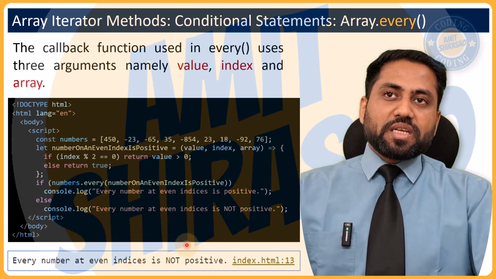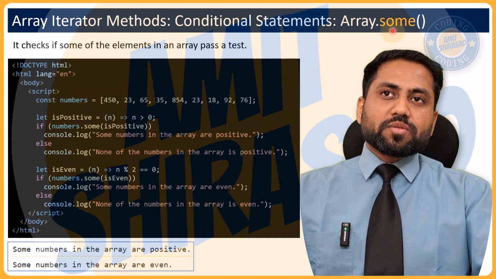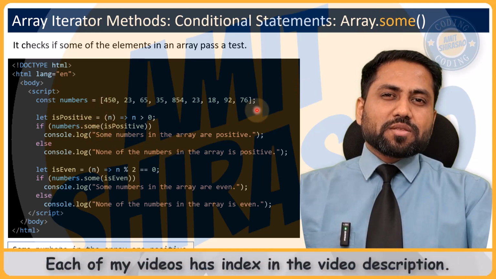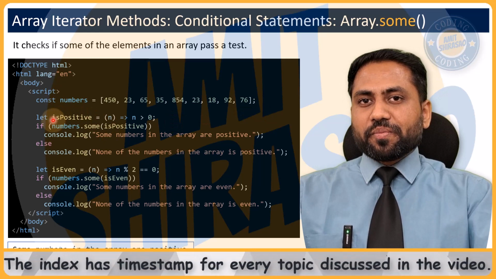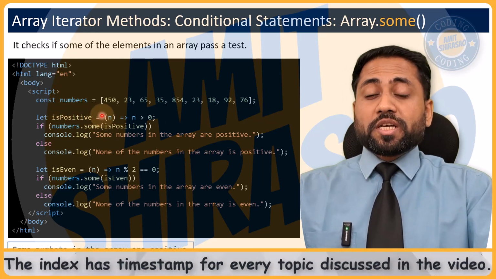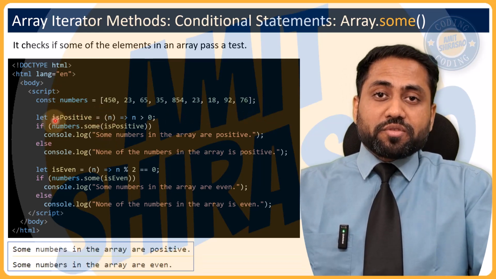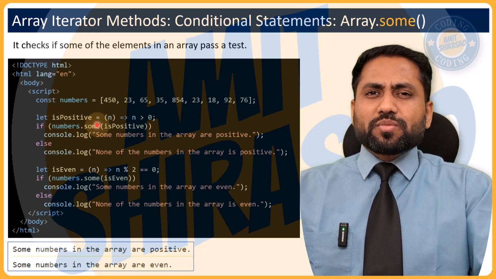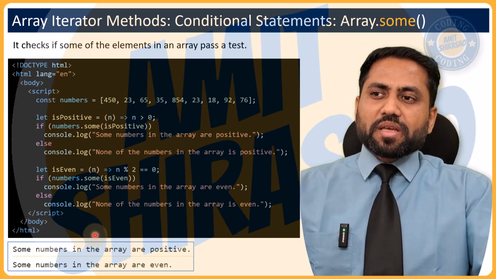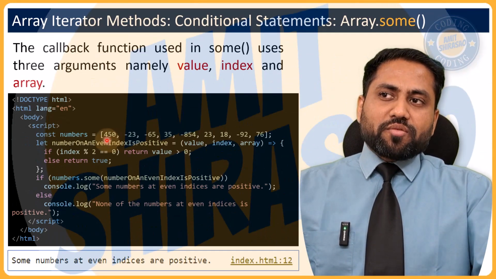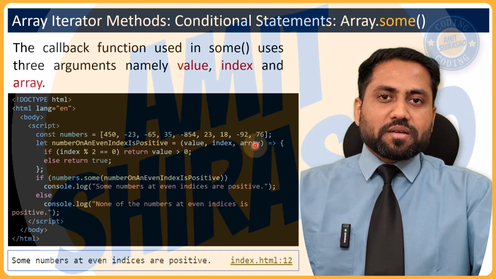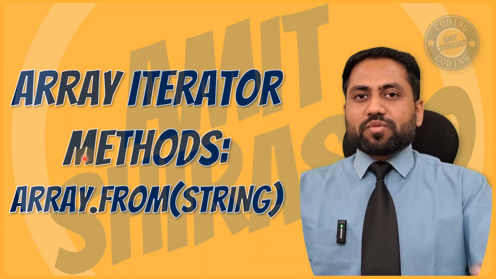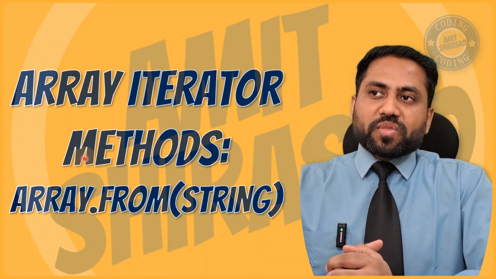Now we have seen every. Similarly, let us see some. The only difference between every and some is that some says that even if some of the elements satisfy the condition, then also I'll return true. And every says that all the elements should satisfy the condition, and then only the every statement returns true. Got the idea? So that is the difference between some and every. Some can also have a callback which has value, index and array parameters. So that is about every and some. Those were conditional array iterator methods.